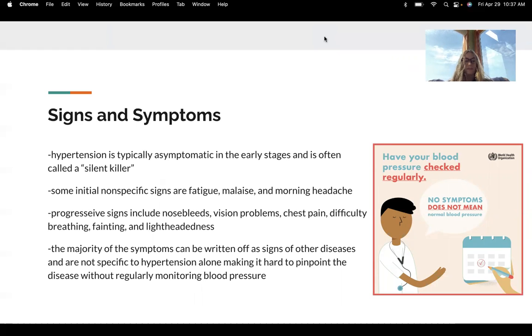The majority of the symptoms can be written off as signs of other diseases and are not specific to hypertension alone, making it harder to pinpoint the disease without regularly monitoring blood pressure. And because the disease is so asymptomatic, this is what can make it very dangerous, and that's why it's called the silent killer.